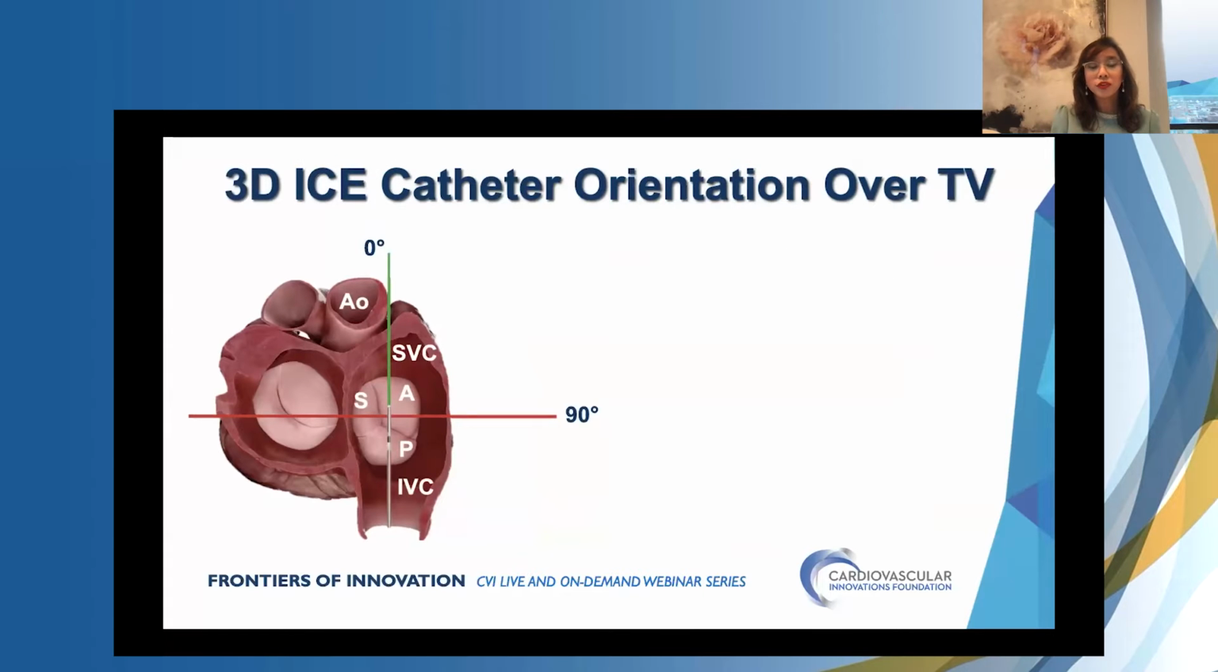And so let's just review the 3D ICE catheter orientation over a normal tricuspid valve. So the orientation you see on the left-hand side, your aorta is at 12 o'clock. So this is a normal oriented tricuspid valve. So the aorta is in the surgeon's view at 11 or 12, and the ICE catheter enters into the SVC from the IVC below all the way towards the SVC. So you can see the angle 0 to 90 degrees.